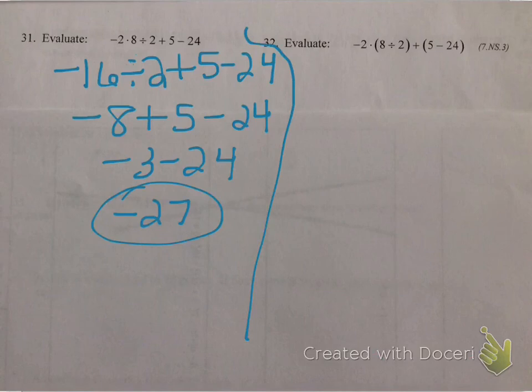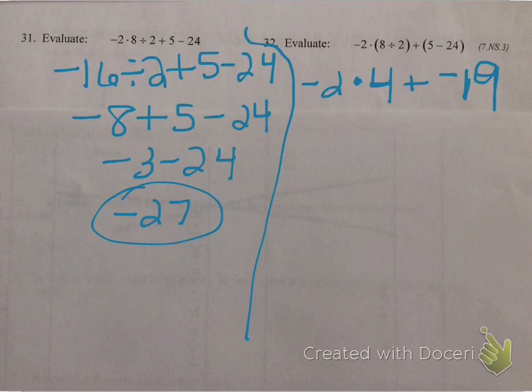Same thing on number 32, following your order of operations. So we have -2 times 8 divided by 2 would be 4. And then 5 minus 24 would be negative 19. I did both of those grouping symbols at the same time, which you could do when they're separated like that. Okay, now I'm going to continue across.